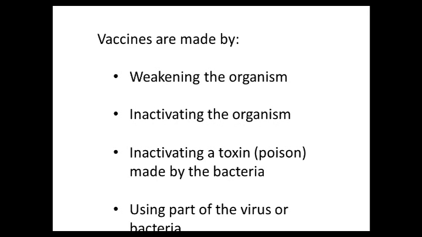The third way by which vaccines can be prepared is by inactivating a toxin. A toxin is nothing but a poison which is prepared from the bacteria. By inactivating this toxin, we can produce what we call a toxoid, and this toxoid can provide protection against this toxin if the person is exposed to the toxin in future.